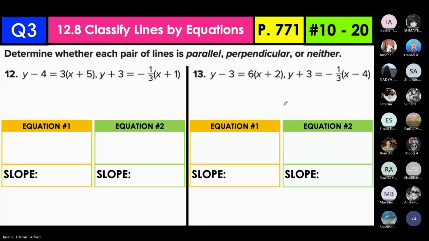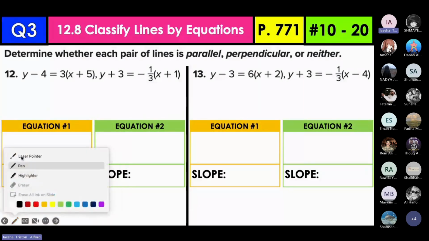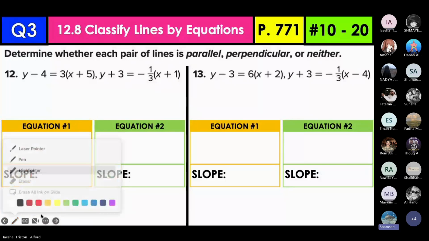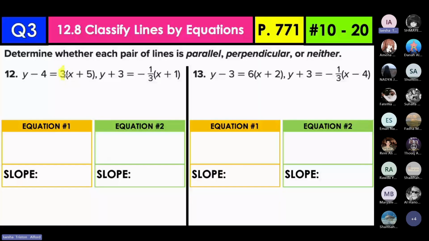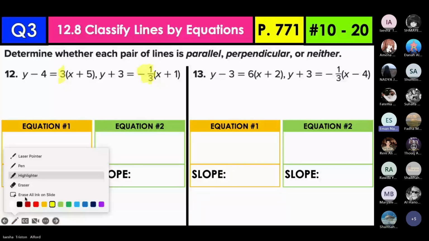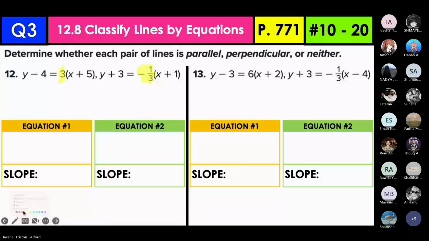All right, number 12. What's the slope for the first equation? Positive 3. And the second equation? Negative 1 over 3. So, same sign or opposite sign? Opposite sign. Do you have a flipped fraction? Yes. So, the name? Perpendicular.